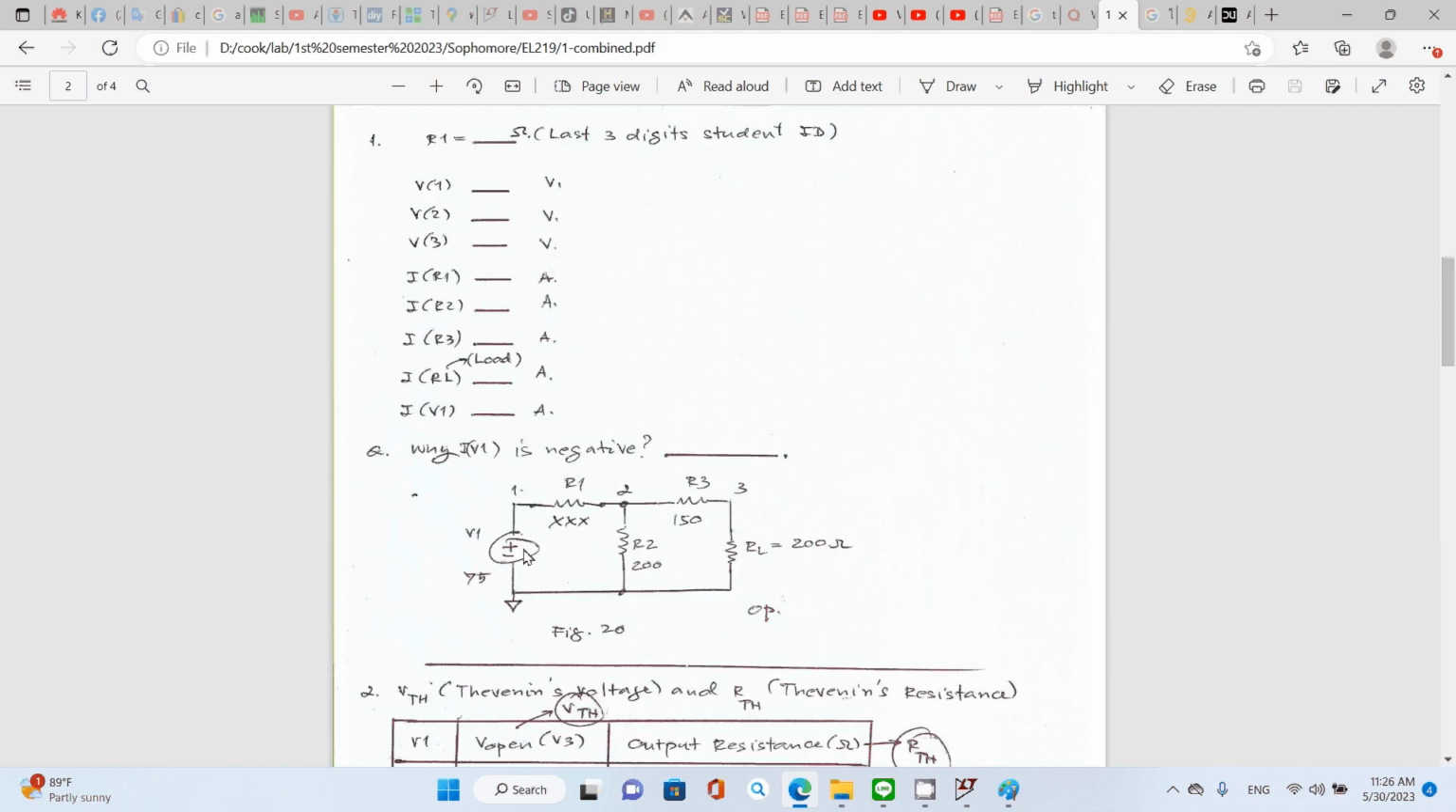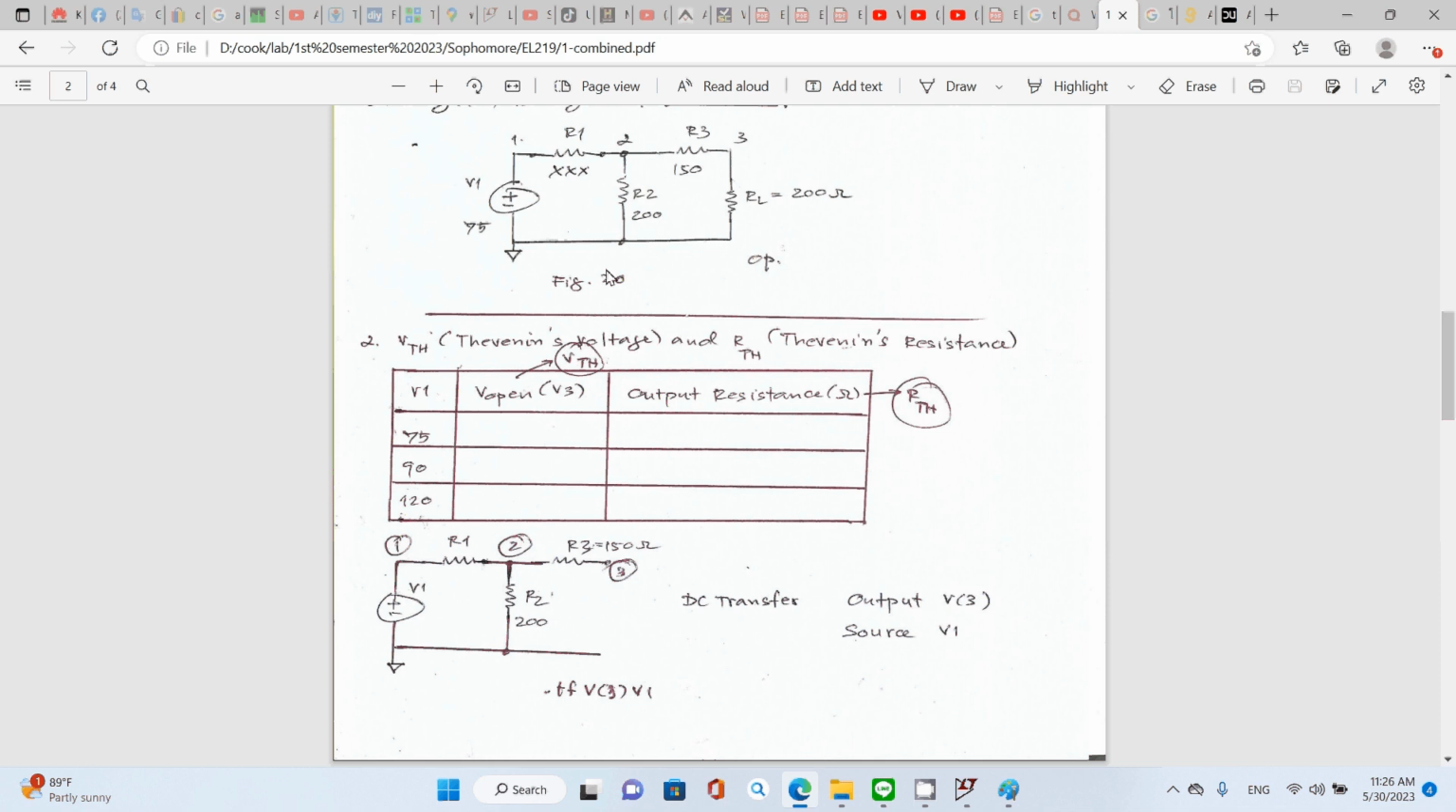And what you need to do is draw the circuit, and then you record V1, V2, V3, and you also have IRL, and we move to the Thevenin equivalent circuit later on. That's part number 1 of your lab.